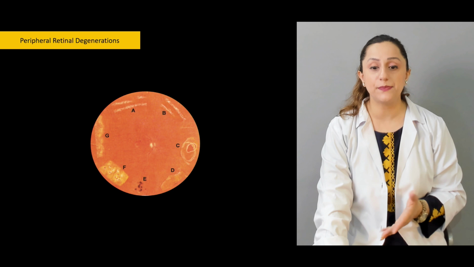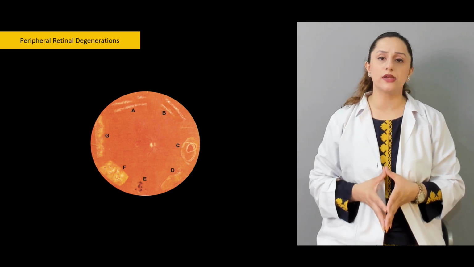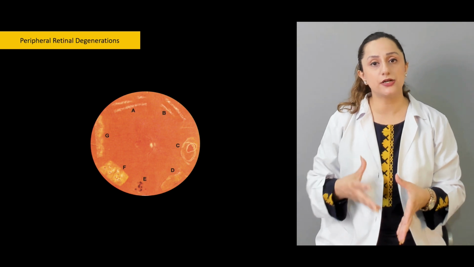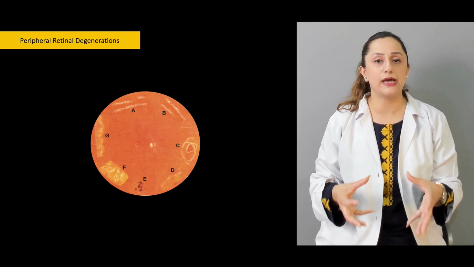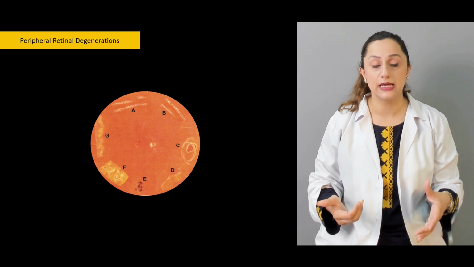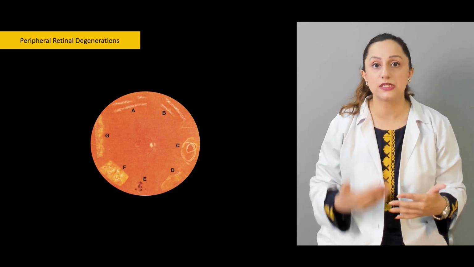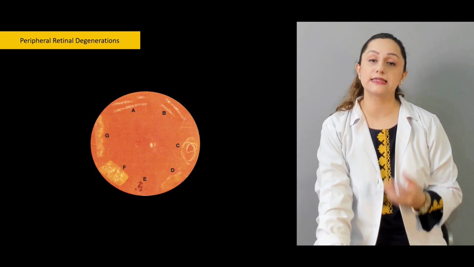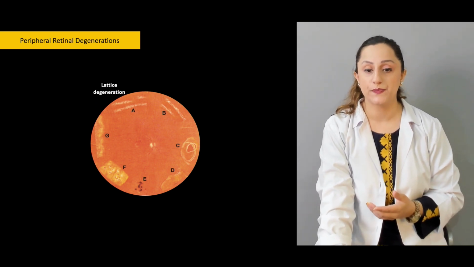Then talking about the peripheral retinal degenerations, on a general note, you should know what the particular findings would be when we have the ophthalmoscope in our hand and are looking at the fundus of the eye. What would we be looking at? What signs would we want to look for?